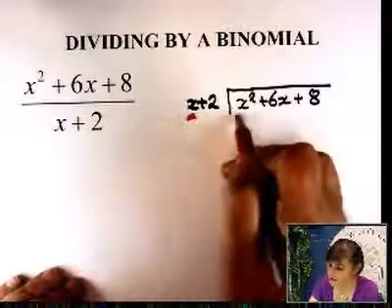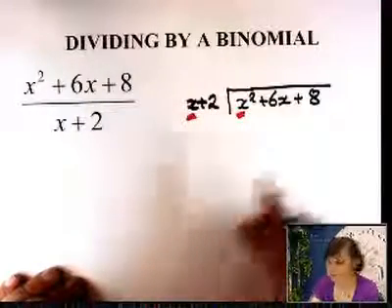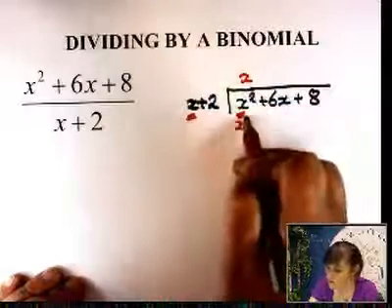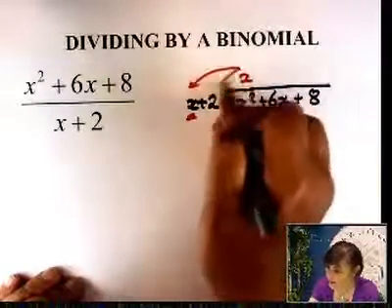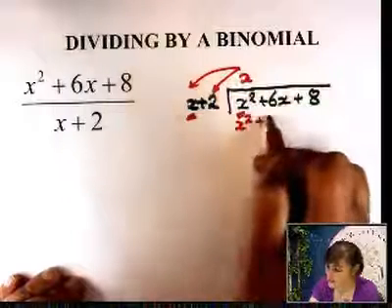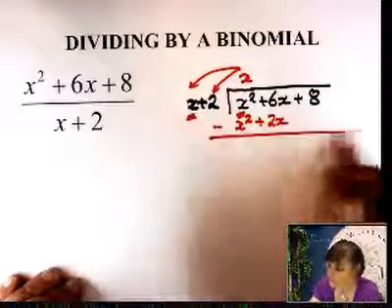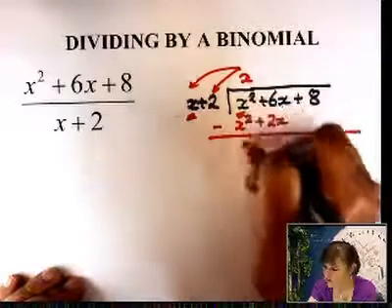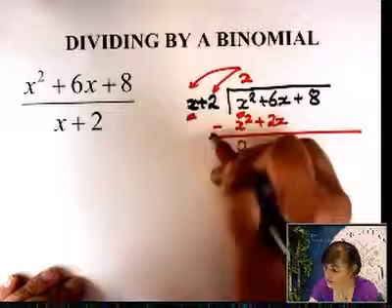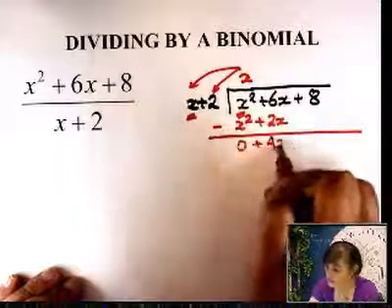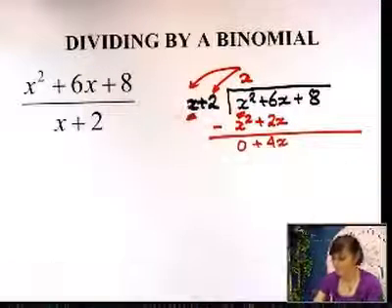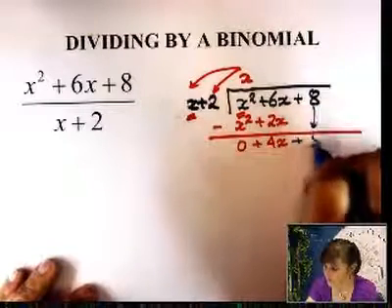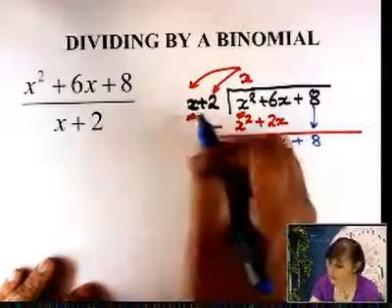How many x's in x squared? You don't care about that one. You go x times x is x squared, and you have to multiply it both times. X times 2 is 2x. And remember how you used to do division? You have to subtract: x squared minus x squared, that's 0. 6 minus 2, that's 4. What is the next step? Next step is to bring the next one down. You don't look at this, you just look at that one.